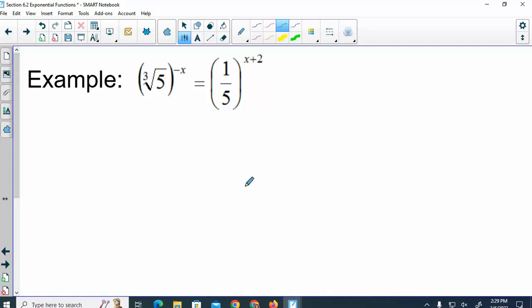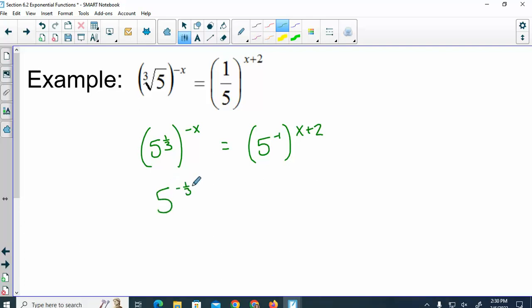What's my common base going to be on this? 5. How would I write the cube root of 5? How do you write 1 over 5? Since there were already exponents there, power to a power, we multiply. So we get 5 to the negative 1/3 x equals 5 to the negative x minus 2.